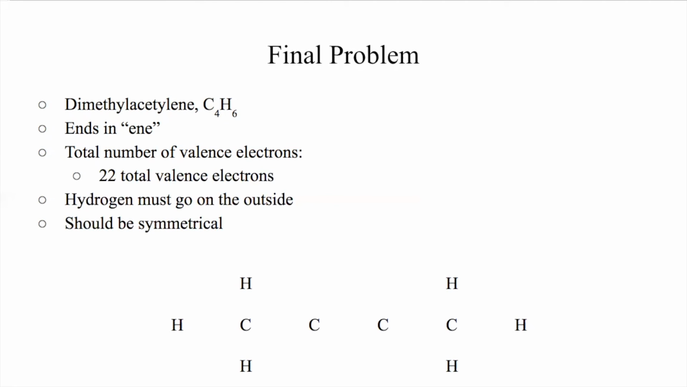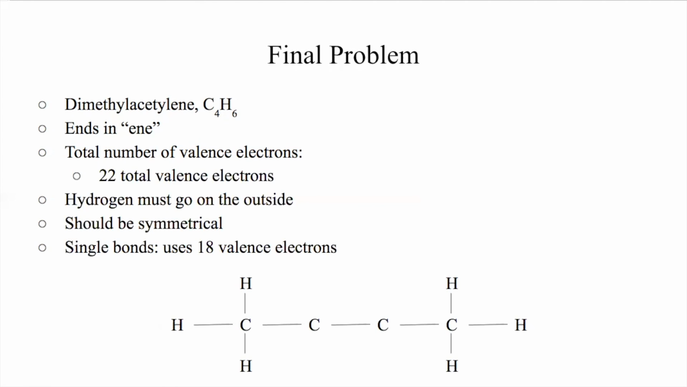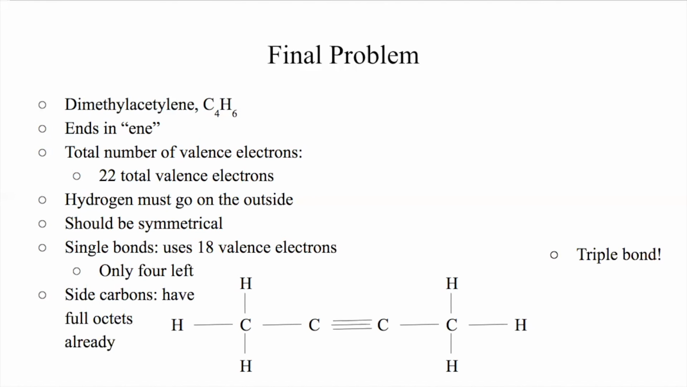When we fill this in with single bonds, we use up 18 electrons, leaving only 4 to fill the octets of the 2 carbon atoms in the middle. Note that the side carbons have full octets, so we can't add any more electrons to their bonds. After all this practice, you might have already figured out where the rest of the electrons will go, to a triple bond in the center of the molecule. When we check octets, we see that every atom is satisfied. We did it!